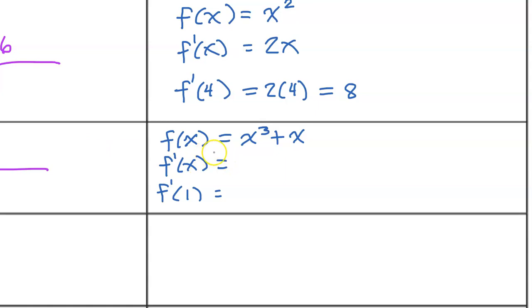Of course, the easiest way to evaluate a derivative is to use our derivative rules. The derivative of x to the third power is 3x squared, and the derivative of x is 1. To evaluate, we simply substitute 1 for x. So this is 3 times 1 squared plus 1, which is really just 3 plus 1, which equals 4.